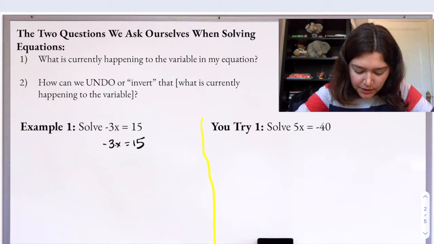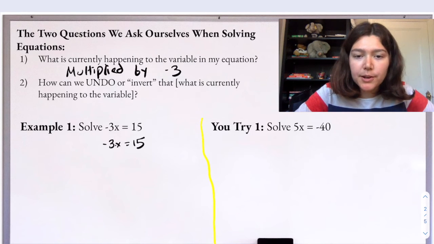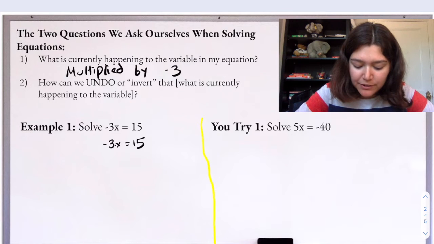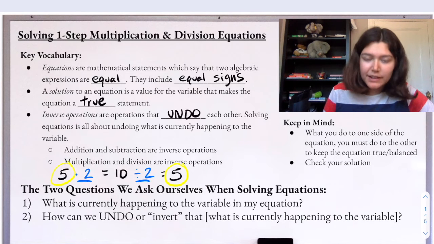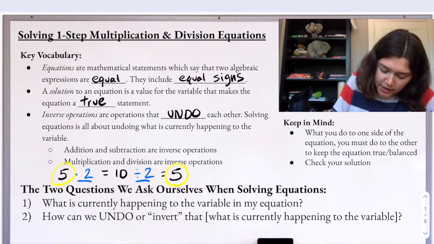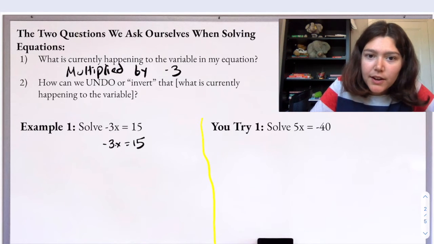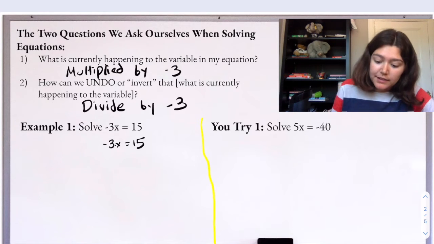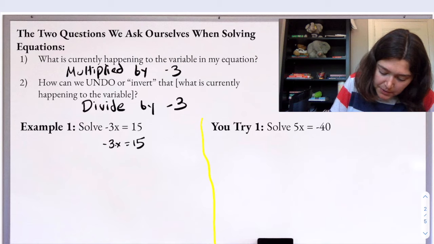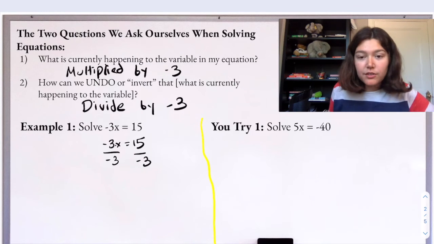So what is currently happening to my variable? Well, it's currently being multiplied, right? It's being multiplied by negative 3. So how can I undo or invert that? How do I undo multiplying by negative 3? Well, let's go back to our inverse operations if we need to. What's the inverse operation of multiplication? Division. So I'm going to undo multiplying by negative 3 by dividing by negative 3. So I'm going to do that to both sides of my equation in order to keep the equation balanced or true. Okay, so on my left-hand side, I'm going to divide by negative 3. On my right-hand side, I'm going to divide by negative 3.